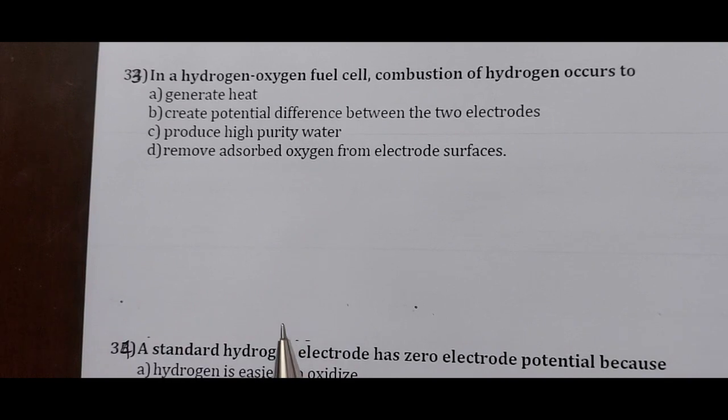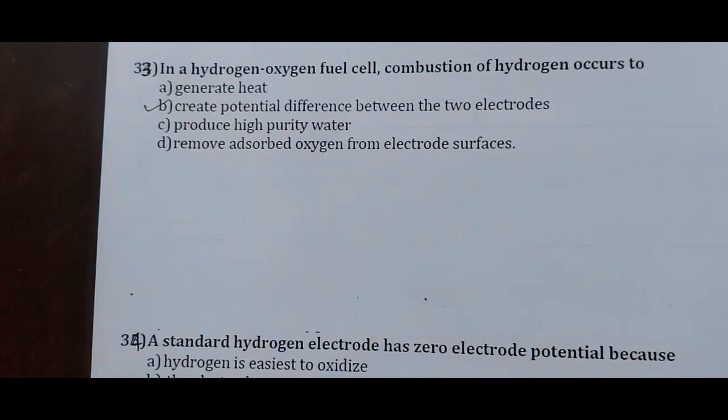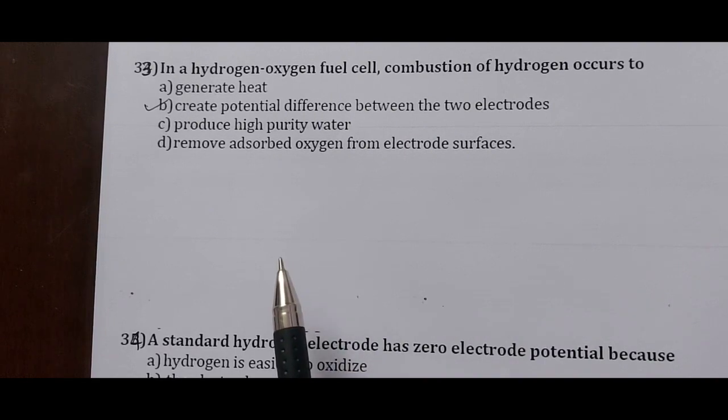Next, question number 33. In a hydrogen-oxygen fuel cell, combustion of hydrogen occurs to generate heat, create potential difference between the two electrodes, produce high purity water, or remove adsorbed oxygen from electrode surface. Whenever an electrochemical reaction is occurring, it is due to the potential difference between the two electrodes, and the H2O2 fuel cell is a galvanic cell. Hence the correct answer is option B, creates potential difference between the two electrodes.